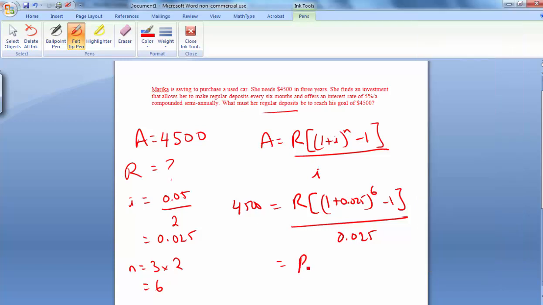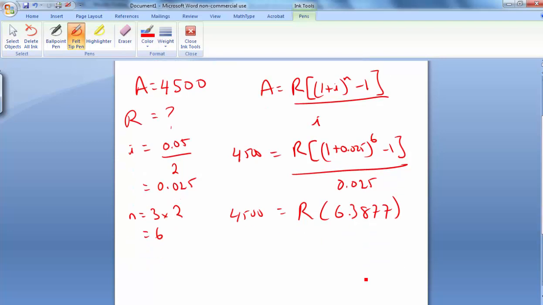So we've got R times 6.3877, kind of goes on forever, and equals 4,500. And I want R on its own, so I say, what's beside the R? It's 6.3877. It's multiplying by R, so to get rid of it I'm going to divide by that.